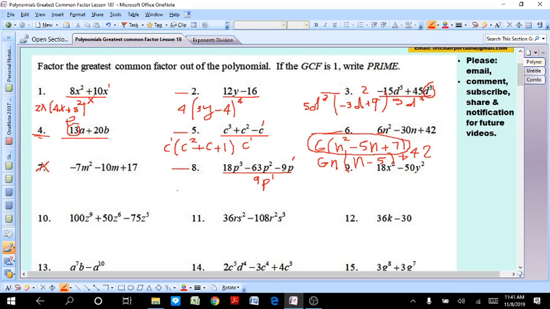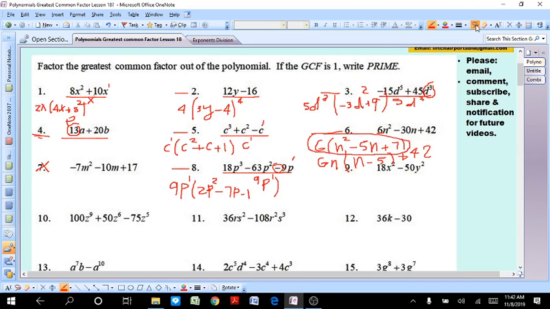Okay, so what do we have here? We're going to factor and pull out the 9p raised to the power 1. So 18 divided by 9 is 2. 3 minus 1 is 2, that's p squared. Negative 63 divided by 9 is negative 7. 2 minus 1 is 1, that's the p. And 9p divided by 9p is a negative 1 because we have a negative sign here. So that is the correct factoring for this.